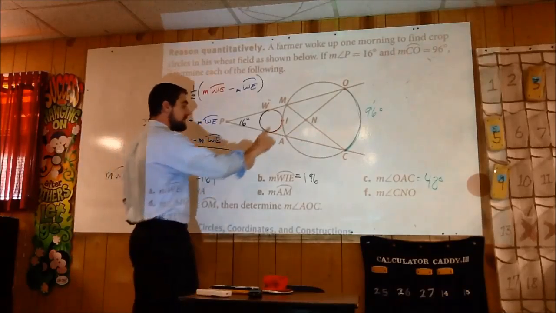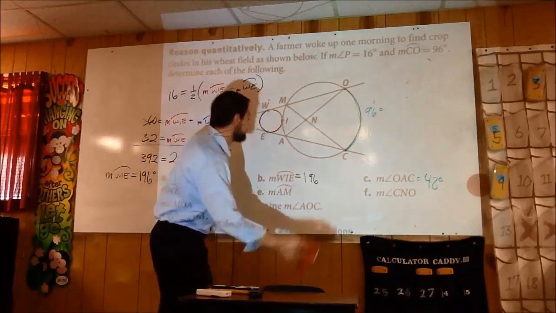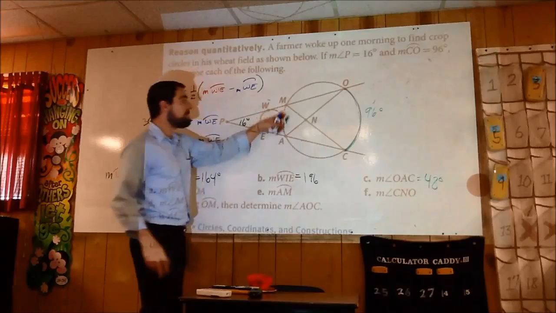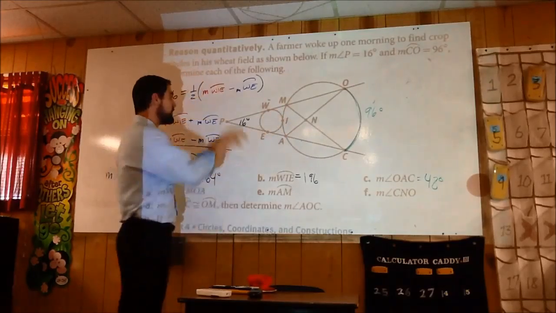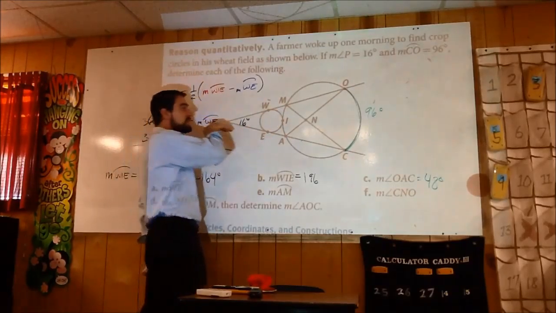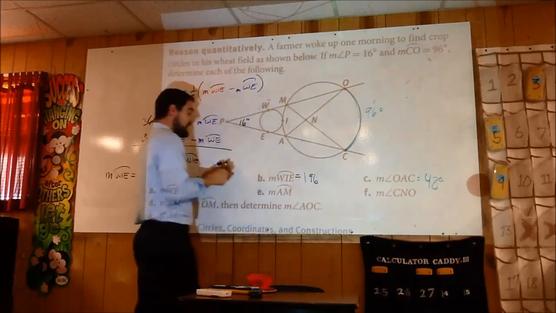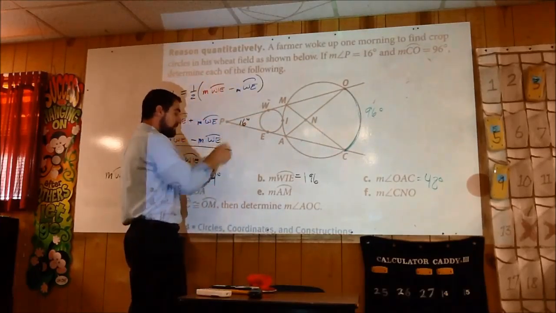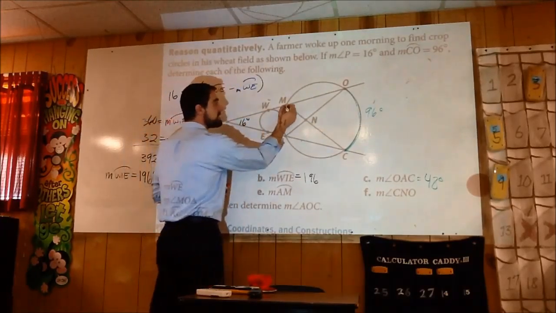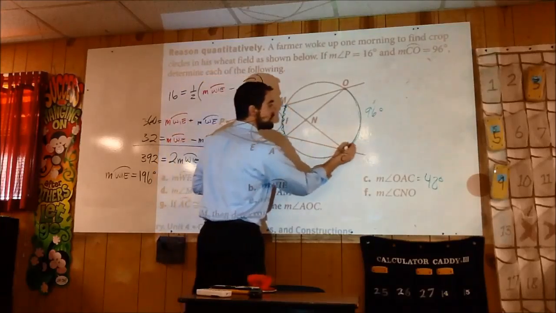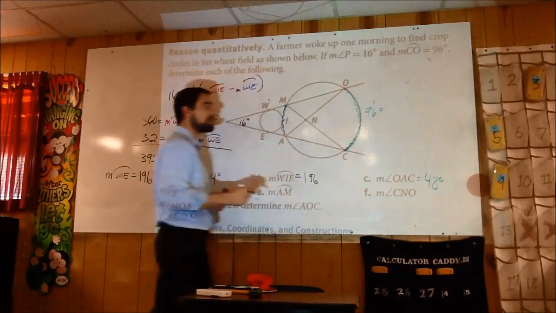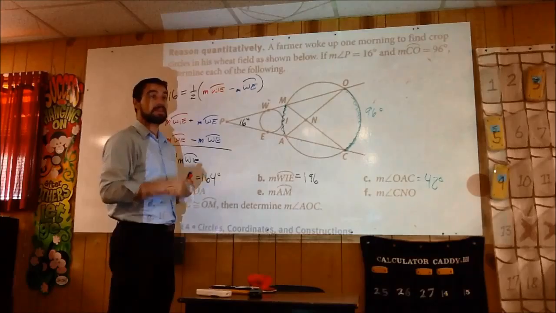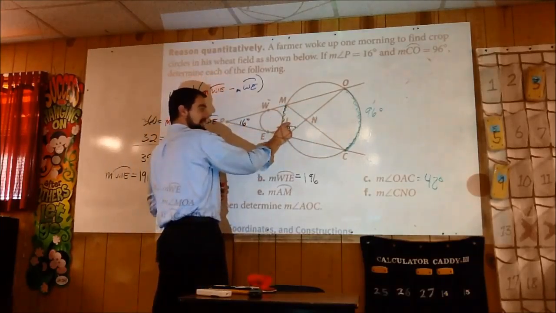We first need to find the measure of arc AM. So if we're looking at this angle that's outside the circle and the large circle, I know that this angle measurement is the difference of the two intersected arcs. The difference. So we take 96 minus that.